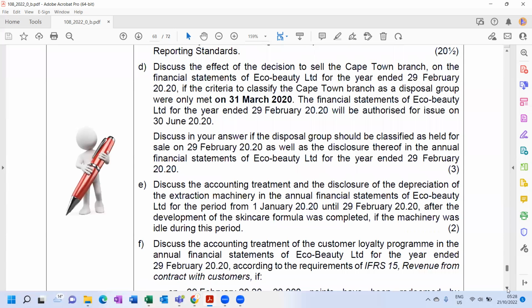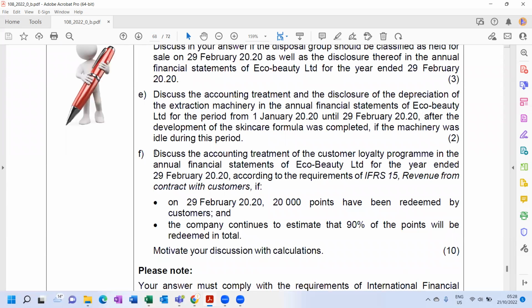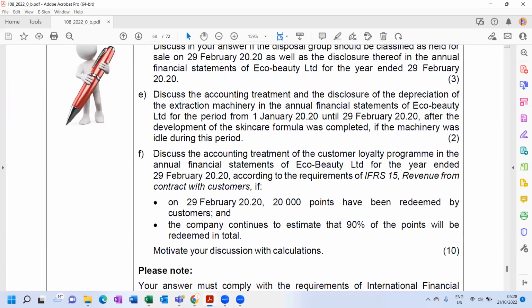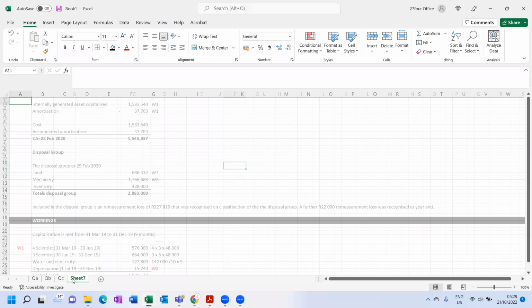Okay, so I'm going to do part B, and I'm only going to do the numbers, the calculations, but you can look through the solution in terms of the wording that they want. They say, discuss the accounting treatment of a customer loyalty program in the annual financial statements for the year ended 29 February. On 29 February, 20,000 points have been redeemed by customers, and the company continues to estimate that 90% of the points will be redeemed in total. Motivate your discussions with calculation. Let's go and have a look.